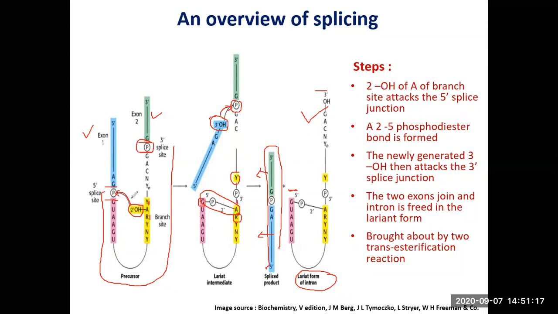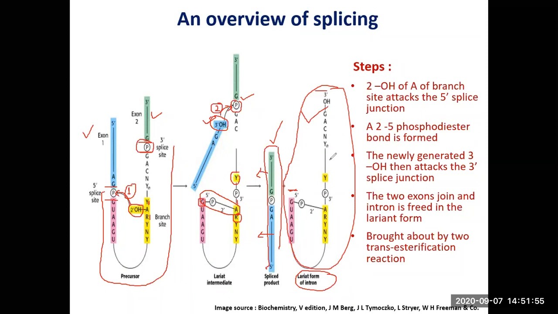trans-esterification reactions. This is reaction number 1, trans-esterification reaction: attack of 2' OH at the 5' splice junction. And the second is the second trans-esterification reaction: attack of the newly generated 3' hydroxyl group of the upstream exon at the 3' splice junction. This is the 3' splice junction. In these 2 trans-esterification reactions, the 2 exons are joined head to tail, shown here, and the intron is freed. This is the intron that is getting freed.